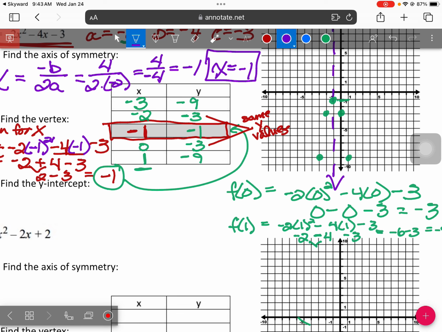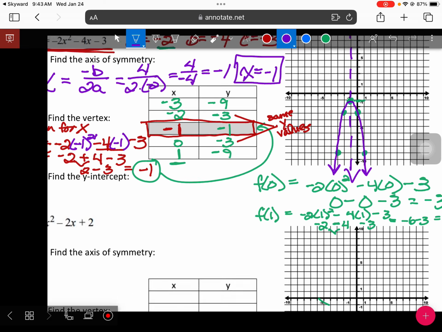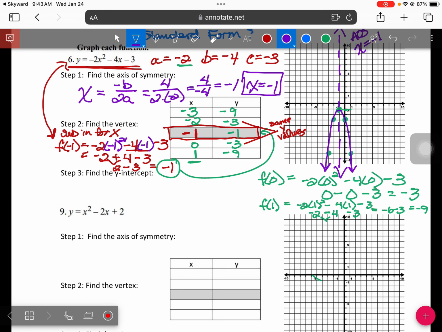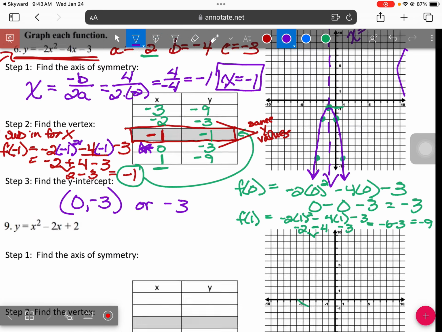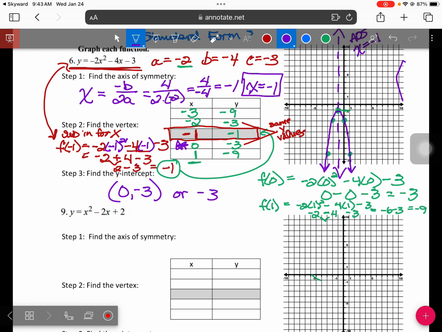Okay, make your gentle curve of the parabola. And it says, find the y-intercept. The y-intercept is when your x is equal to 0. So the y-intercept is (0, -3), or -3. You can look at the graph and see that, or you can get it from the table. Okay?